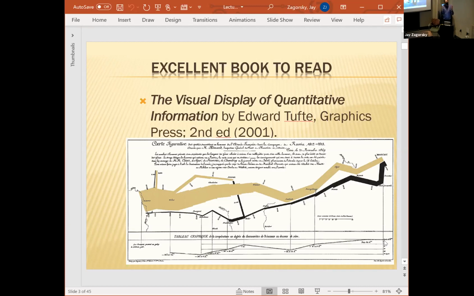Decode means, what the heck am I looking at? Let me figure it out. And then remember is, if I ask you 2 weeks later, what's going on?